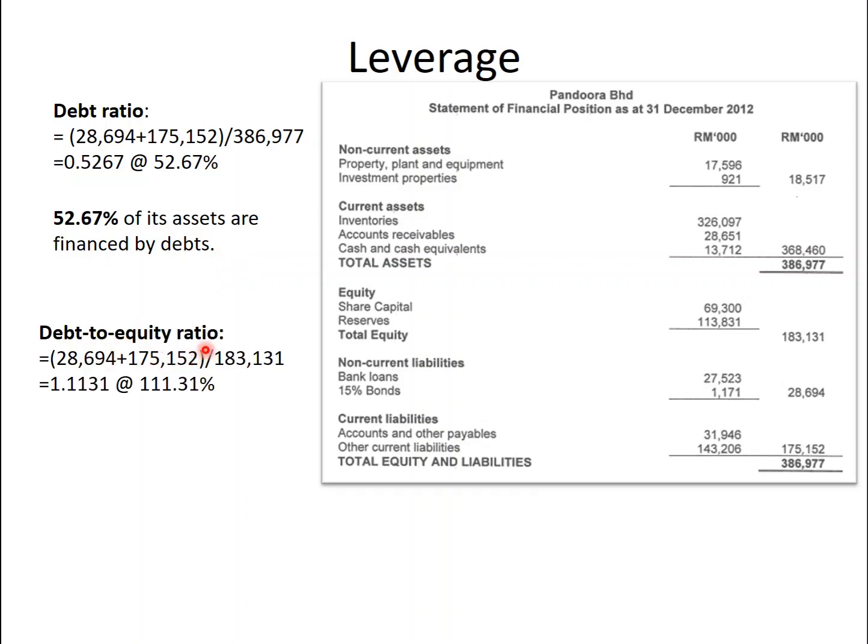Debt to equity ratio, the formula is total liabilities divided by equity. For total liabilities, we refer to the previous information, which is non-current liabilities plus current liabilities, divided by equity. So equity is 183,131. Then we get the answer 1.1131, which we multiply by 100, then we get 111.31%, which indicates 111.31% of debt used compared with total equity.